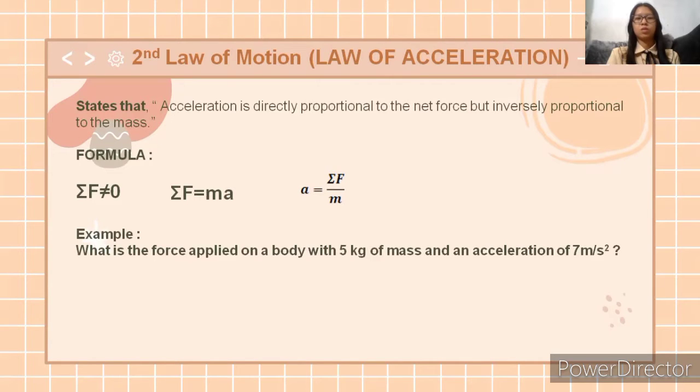Example: what is the force applied on a body with 5 kg of mass and an acceleration of 7 meters per second squared? We're gonna use the second formula, which is sigma F is equal to m times a. The mass is 5 kg times acceleration, which is 7 meters per second squared. 5 times 7 is 35 Newton. So sigma F is 35 Newton.